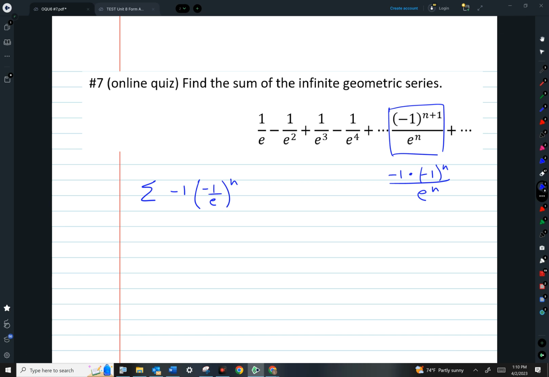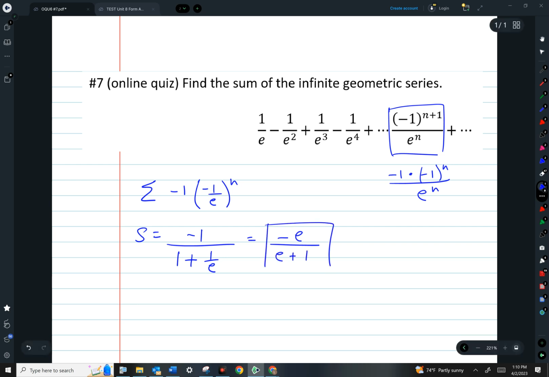So a lot of you jumped in and you said the sum equals the first term, which is -1, all over 1 minus the ratio, which is -1 over e, so plus 1 over e. And then you simplified. You said, hey, what if I just multiply the top and the bottom by e? So I'm going to have -e over, if I multiply the denominator by e, it's going to turn into e plus 1. And that's what overwhelmingly the majority of you submitted as your answer.